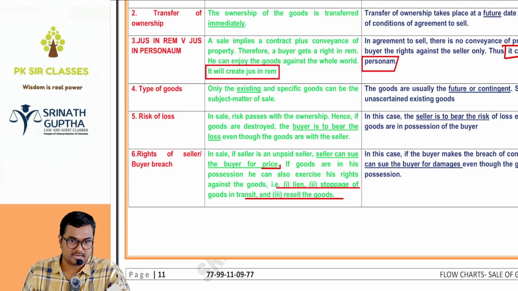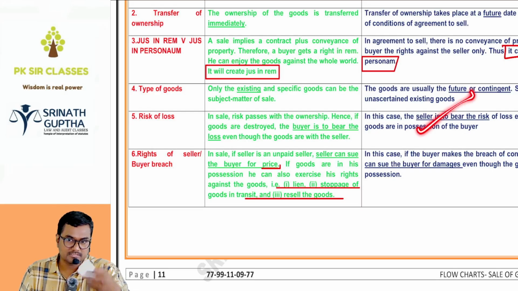If the ownership is transferred, even if the possession is with the seller, who should bear the risk of loss of the goods? Sale, no. Goods are with me, goods destroyed. Who should bear the risk of loss of the goods, seller or buyer? Buyer. Ownership is transferred. So buyer has to bear the risk of loss of the goods.